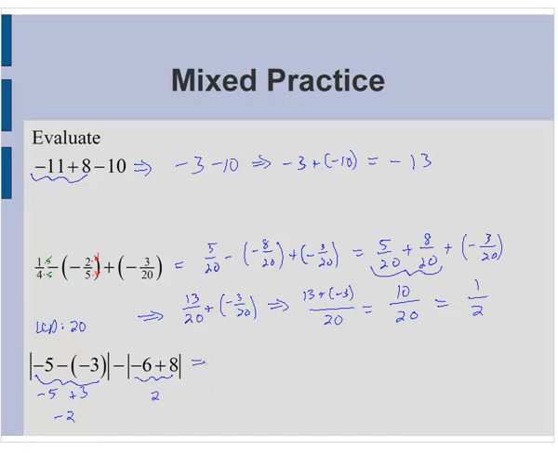So this becomes the absolute value of negative 2 minus the absolute value of 2. The absolute value of negative 2 is 2. The absolute value of 2 is also 2, and 2 subtract 2 is 0.